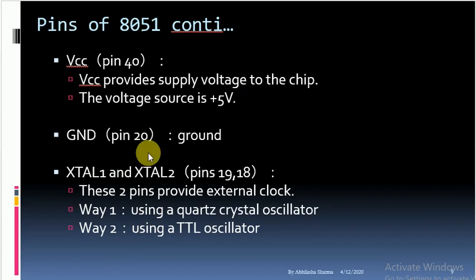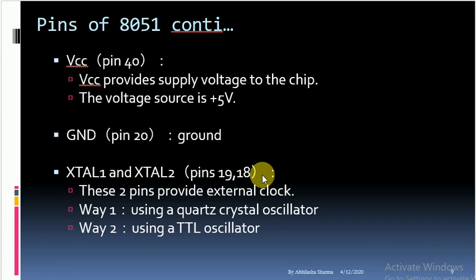Yes, and the next pin used for the 8051 controller is the VCC pin. Pin number 40 defines this VCC. VCC provides the supply voltage to the chip, and it has a voltage source of 5 volts. And pin number 20 is the ground pin. The next ones, pins 18 and 19, are used as crystal oscillator pins. Basically they are used for providing the external clock.